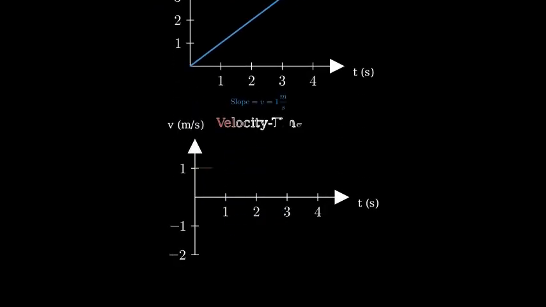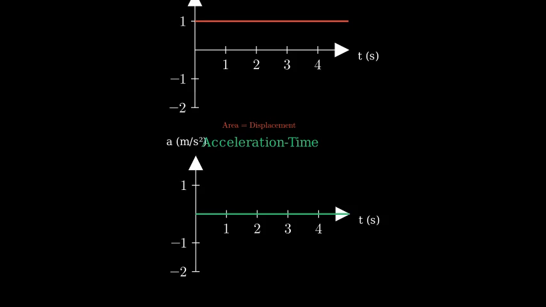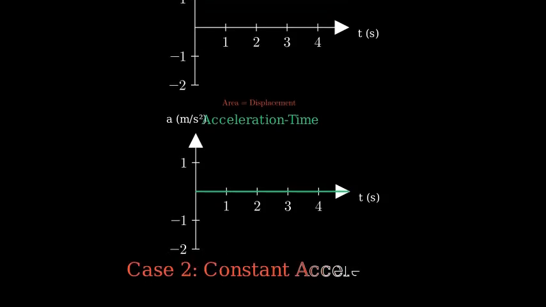In the velocity-time graph, constant velocity appears as a horizontal line, showing that velocity doesn't change with time. Finally, in the acceleration-time graph, constant velocity results in a line at zero, since there is no acceleration when velocity is constant. Now, let's look at our second case, motion with constant acceleration.